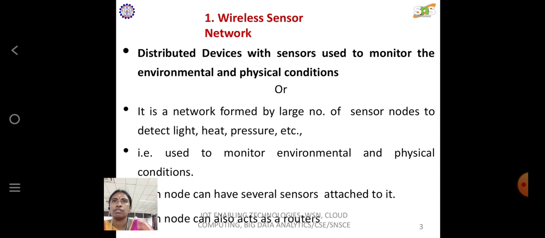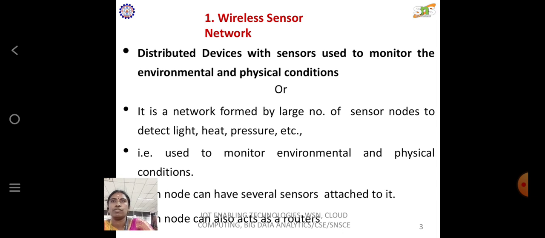It comprises distributed devices with sensors which are used to monitor environmental and physical conditions. A wireless sensor network consists of a number of end nodes, routers and a coordinator. Here end nodes have several sensors attached to them. End nodes can also act as a router.